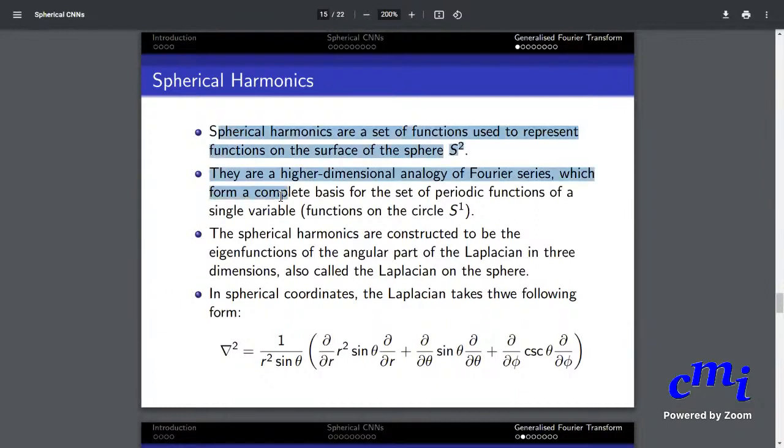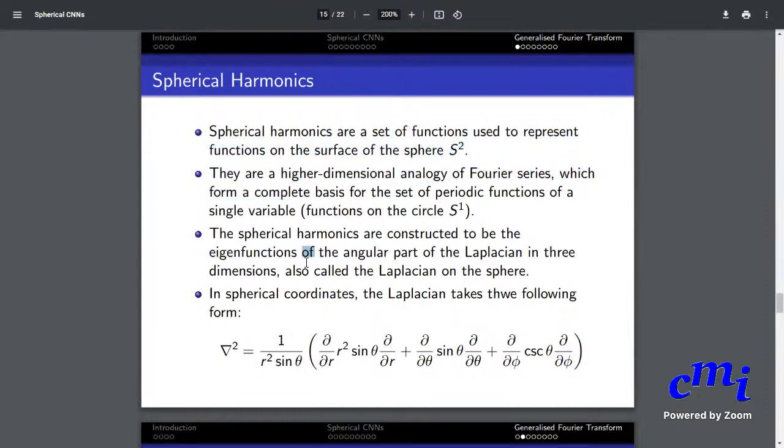So let's start with the spherical harmonics. It is the set of functions which can be used as a basis to represent any function over a sphere. It's basically the high dimension analogy of the Fourier series, which is the complete set of bases for periodic functions.